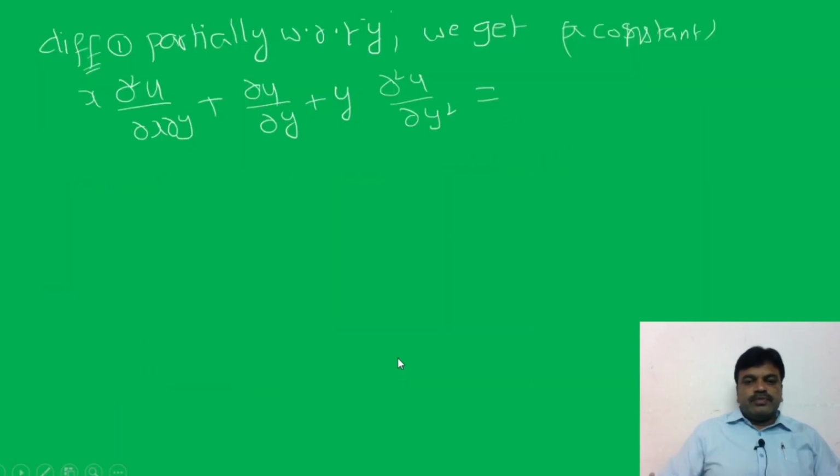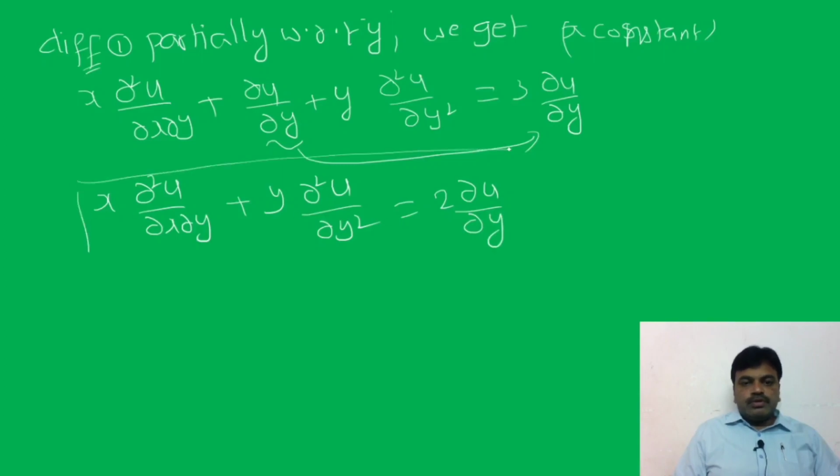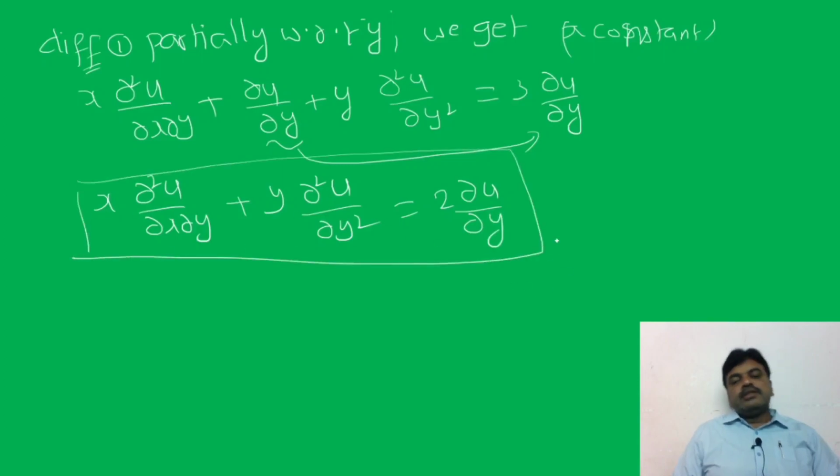So 3 into ∂u/∂y, 3 into ∂u/∂y, so that we get here x into ∂²u/∂x∂y plus, now you transpose this ∂u/∂y to the right hand side friends, so that we get here y into ∂²u/∂y², that is equal to, just two terms are same, 3 minus 1, 2 into ∂u/∂y, 2 into ∂u/∂y. This is the required solution friends.